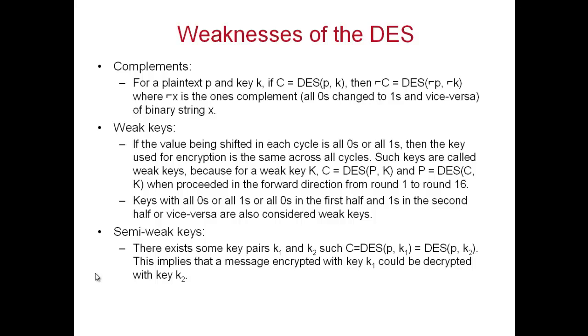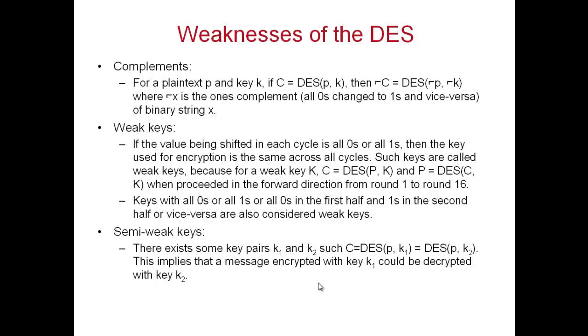So, for certain key pairs, because I think I said earlier, for a given plain text, if you change the key, the ciphertext should be different, because that's what makes it difficult for cryptanalysts to find out the right key being used. But for certain key pairs, K1 and K2, if I encrypt the plain text with K1 and get some ciphertext C, I get the same ciphertext if I encrypt that plain text P with K2. Such pairs of keys, K1 and K2, are called semi-weak keys.